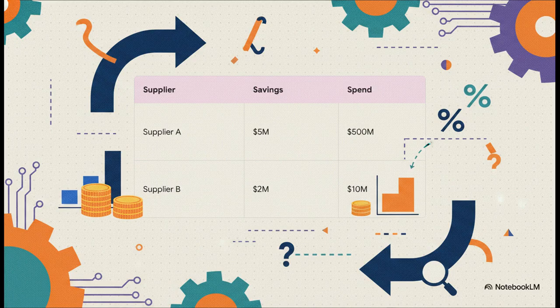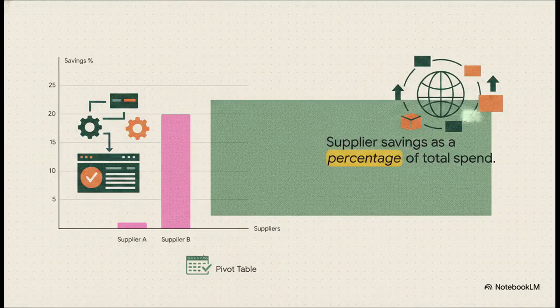Supplier A's $5 million in savings came from a massive $500 million spend portfolio. Meanwhile, Supplier B's savings came from a highly focused $10 million spend. So, as an executive, who is actually delivering the stronger performance? Relying solely on absolute numbers is deeply misleading and, honestly, often dangerous.